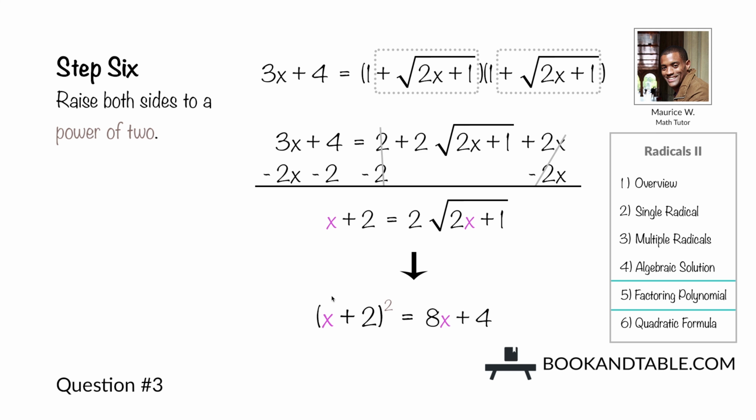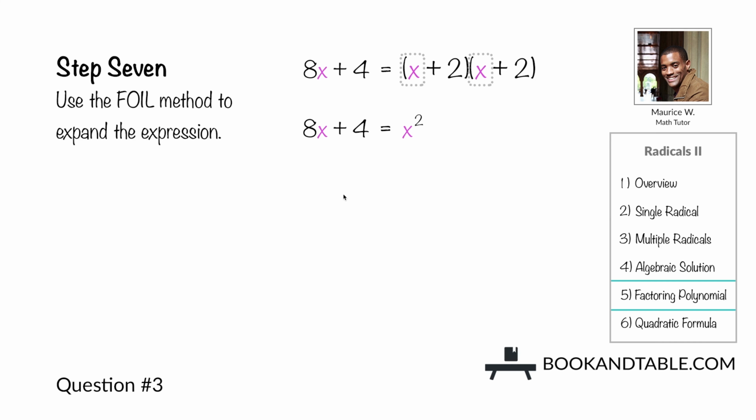And now we want to use the FOIL method to expand this expression. So we have 8x plus 4 is equal to, so we multiply the first terms, x times x is x squared. Our outside terms, x times 2 is 2x. Our inside terms, 2 times x is 2x. 2x plus 2x is 4x. And then our last terms, 2 times 2 is 4.